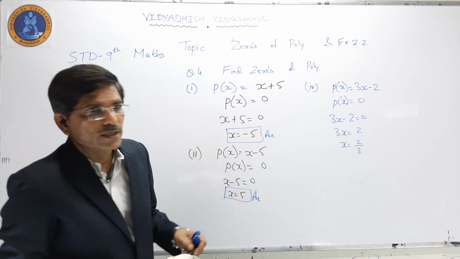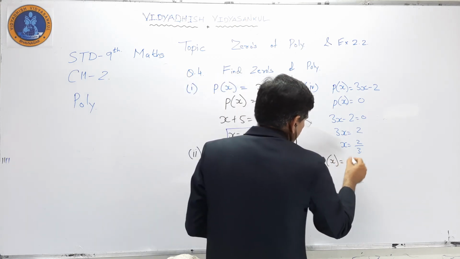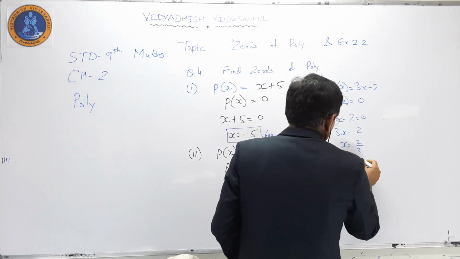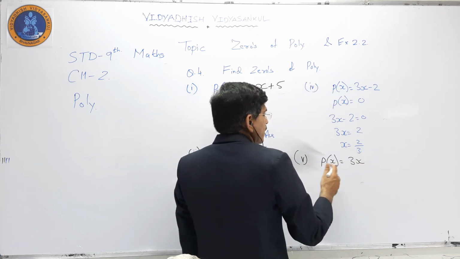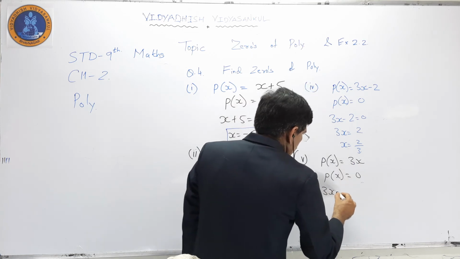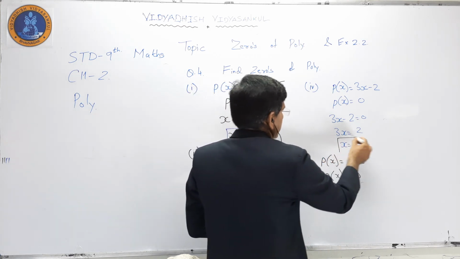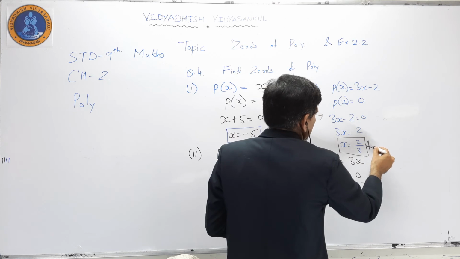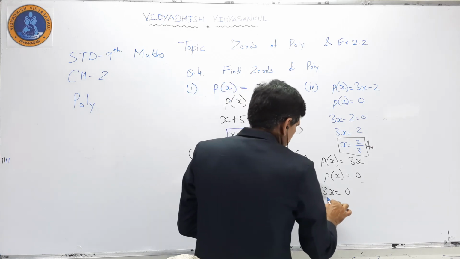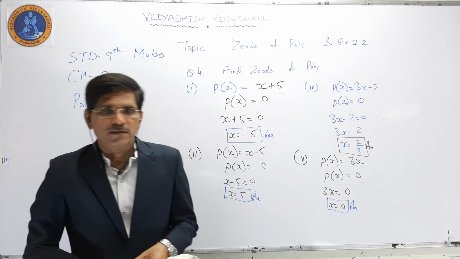Fourth done, now concentrate on fifth. P of x is equal to 3x is given. So again, first, p of x is equal to 0. 3x is equal to 0. Therefore x is equal to 0. So here we get the answer, and we have to make the answer like that. Again, highlight your answer anyhow. These are all the tips related to the online lecture.